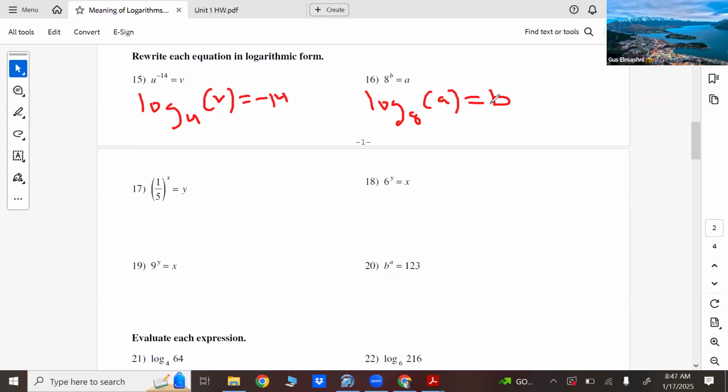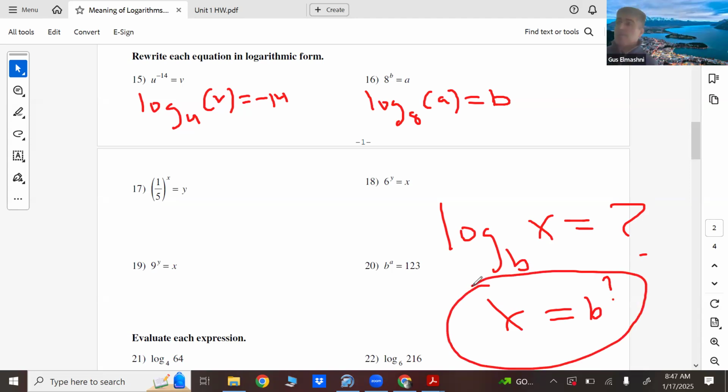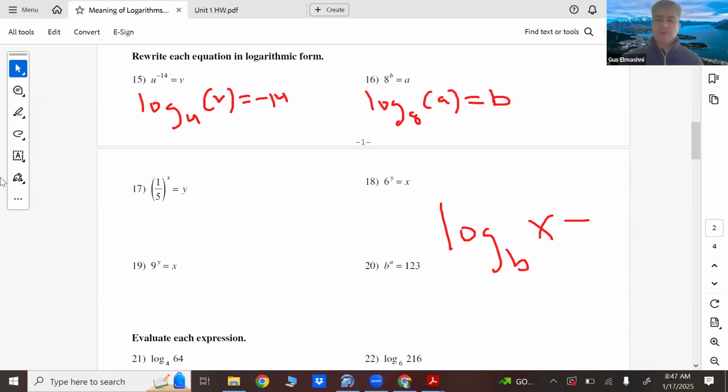So always, when you have a log, just in general, it's really just saying X equals B to some power. That's all it ever is. Because when you have this, and you're trying to solve for the exponent as an unknown, you have to use a log to do that. That's what log does for us. It helps us solve for exponents in unknown equations that have exponents. Okay. Try 17, 18, 19, 20. Remember, your base is 1/5 or 6 or 9 or B. Rewrite just like I did for 15 and 16.